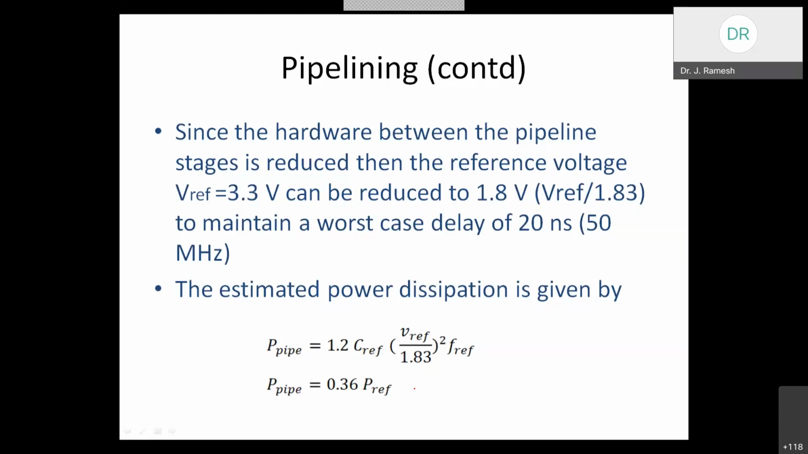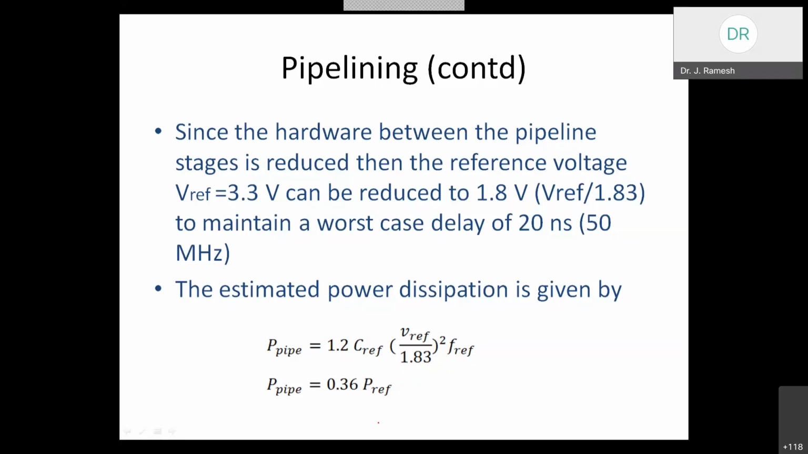The estimated power dissipation for this case: we have not gone for the duplication of the architecture, only the extra registers we had. For that, we have considered 0.2 times of C reference, so totally it comes to 1.2 times of the C reference. The voltage, as far as the pipeline architecture is concerned, remains the same, that is V reference by 1.83 the whole square, and the frequency is not reduced by half here, so it is F reference. If we calculate the numerical values, it comes to 0.36 of the reference architecture. So the power consumption of the pipeline architecture will be only 0.36 times of the reference architecture.